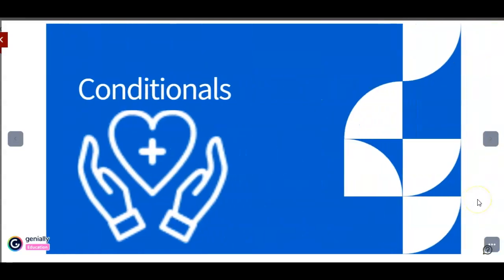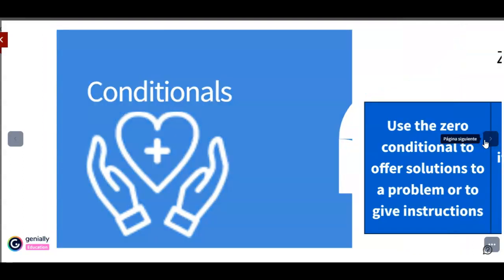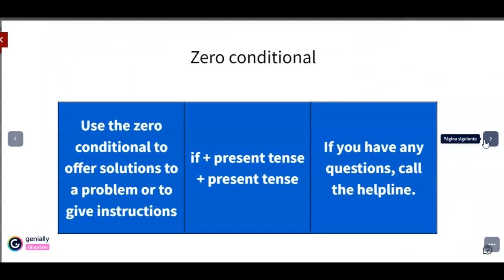When you're indicating these situations to the patients, it is important to use conditionals. In this case, we're going to be using two types of conditionals. What is a conditional? It is used to offer a solution to a problem or to give instructions. For example, if you have any questions, call the helpline. So these are the situations that patients may face, and that is why we're using an if.